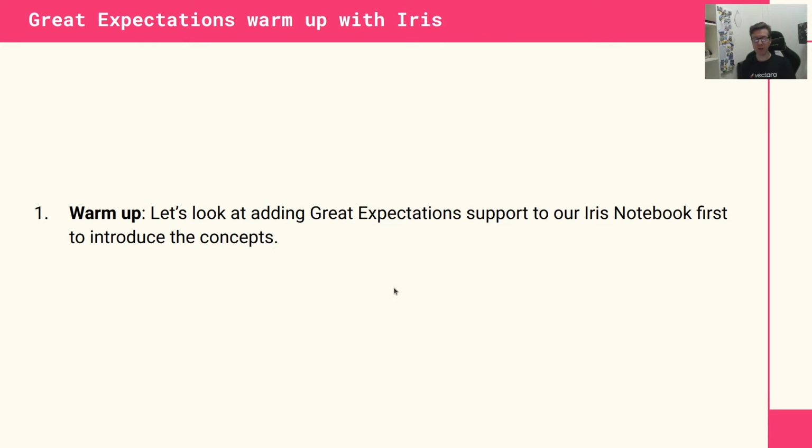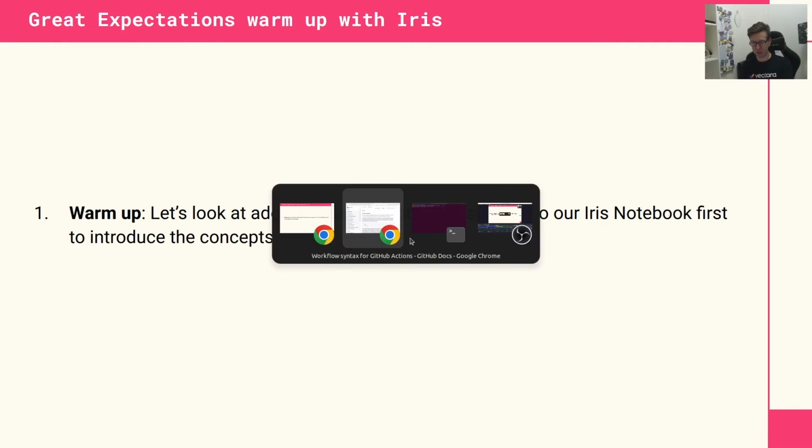And let's get started. So we're going to get started by looking at the very first example that we covered in Lab 1, which was Iris, just to see what Great Expectations is like. If we took the most basic notebook we could have, which is Iris, how would we add Great Expectations support? So let's go into and look at that.